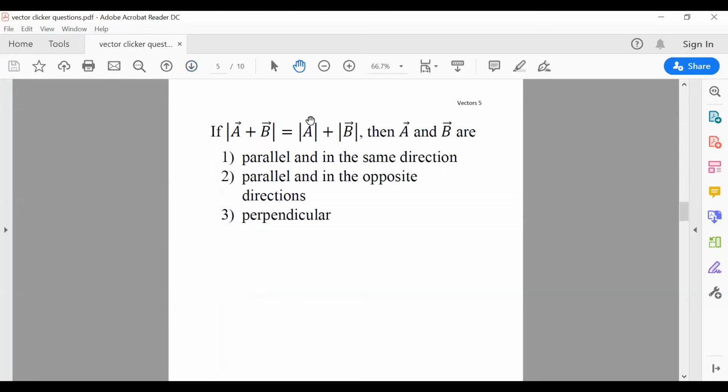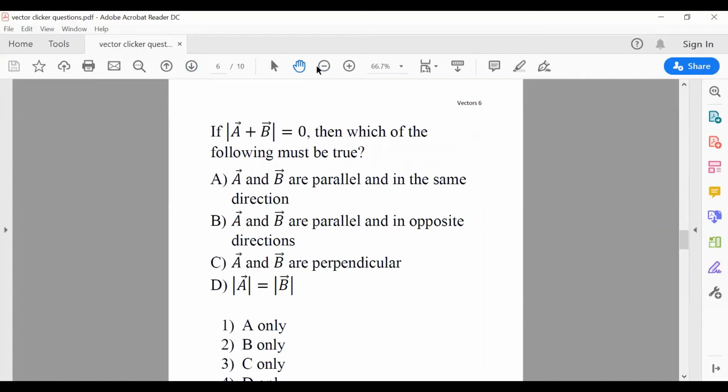For question number 4, if A plus B, if you add them together and take the magnitude, and that is equal to the magnitude of A plus the magnitude of B, what is true about A and B? Are they parallel and in the same direction, parallel and in opposite directions, or are they perpendicular? A and B must be parallel and in the same direction if the magnitude of A plus B is equal to the magnitude of A plus the magnitude of B.